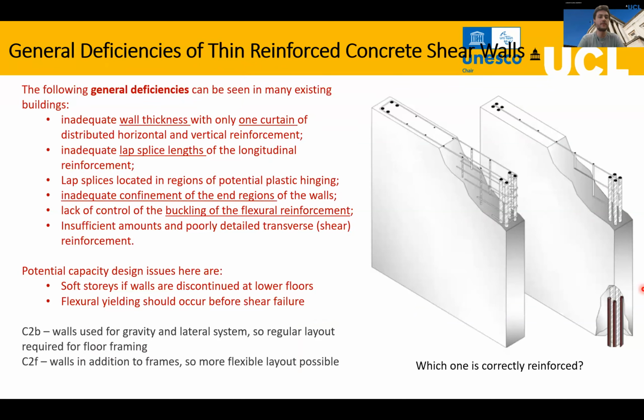And the main problem with the deficiency of these elements is that people build them with an inadequate wall thickness and only one curtain of reinforcement, as you can see in here. So in this case, this is not ideal because you will not have any type of confined concrete over here. So all the behavior and the characteristics of your concrete will be of unconfined concrete. And as we saw in previous slides, this is very poor in terms of strength and ductility.